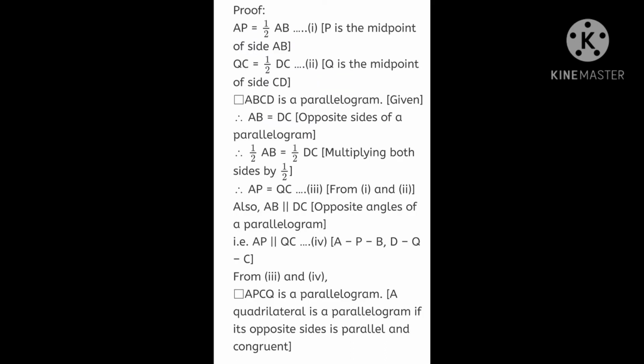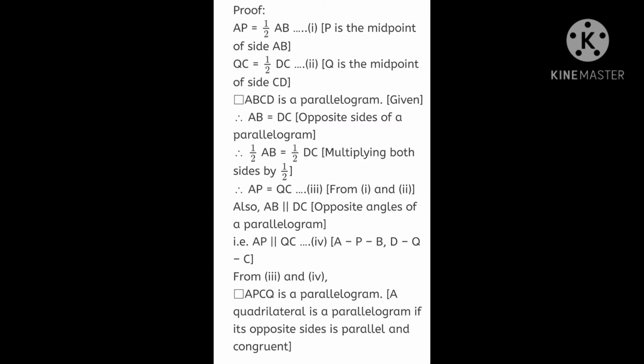Okay. Proof. First of all, AP is half of AB, P is a midpoint. Give it number 1. Then QC is half of DC, as Q is the midpoint of side CD. So give it number 2. Now quadrilateral ABCD is a parallelogram. It's given to you. So therefore side AB is congruent to side CD, opposite sides of parallelogram. Okay, now multiply with half, because half of AB is equal to AP and half of DC is equal to QC. So both sides multiply by half.